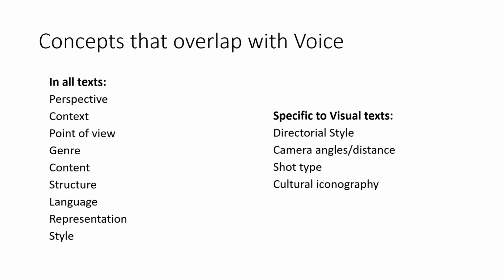And then there are certainly some that are specific to visual text, and that will be the directorial style, the camera angles and distance, shot type, and cultural iconography. So some of these things you might not have thought about in terms of voice, but they very much impact the voice of a visual text, and that's because that's part of the construction of a visual text. So therefore it's part of the construction of the voice of that text.